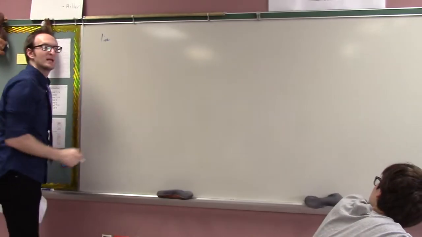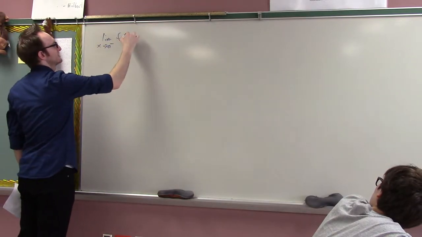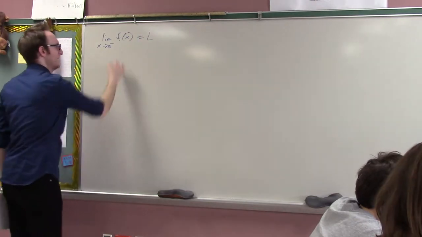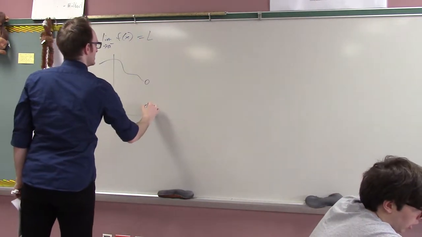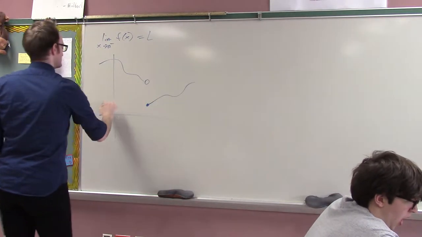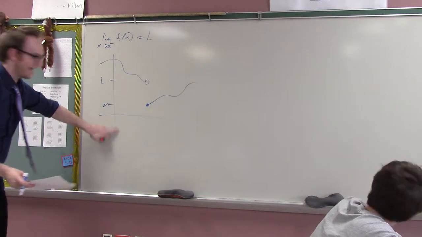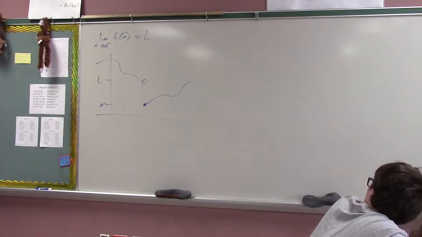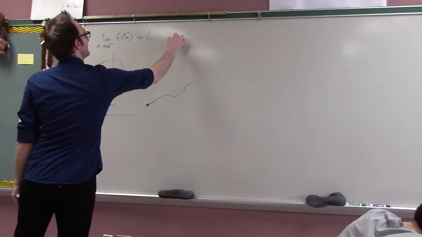We've also been talking about this limit as x approaches a from the left business, right? The limit as x approaches a from the left of some function is L. So suppose I have some function where it's doing this, and this is m and this is L. Do we agree that the limit as x approaches a from the left of this function is L? Do we agree? Yeah, we agree. Okay.